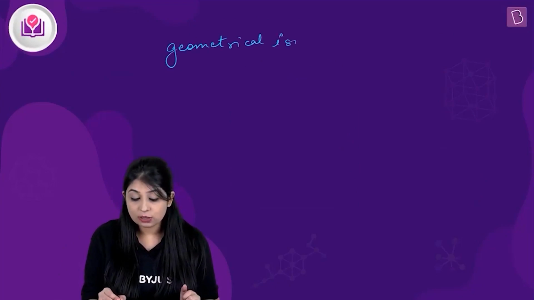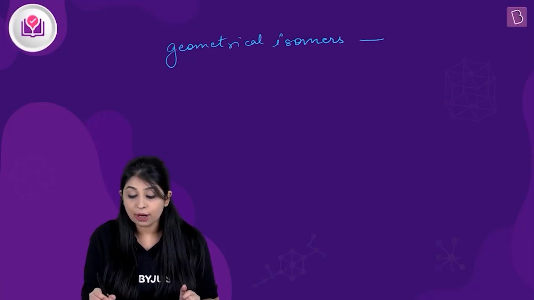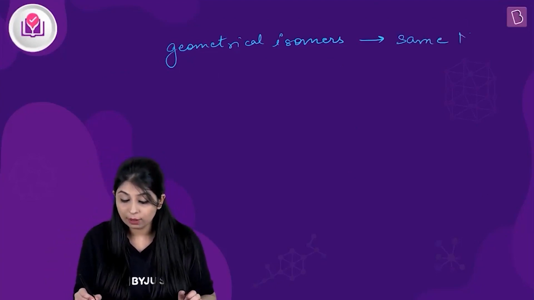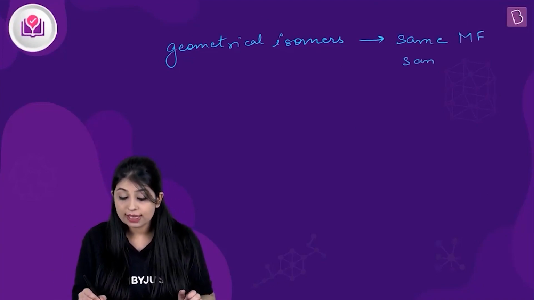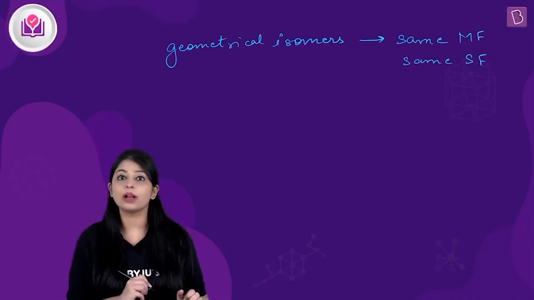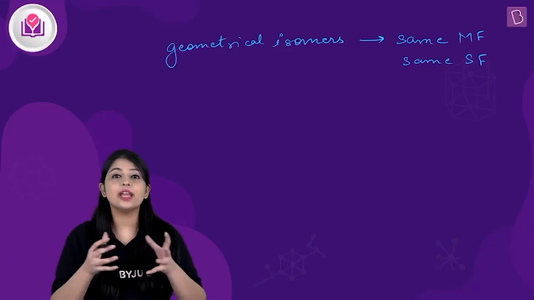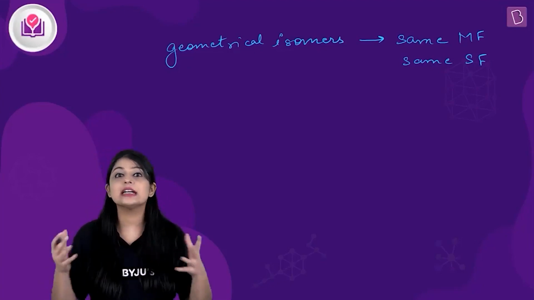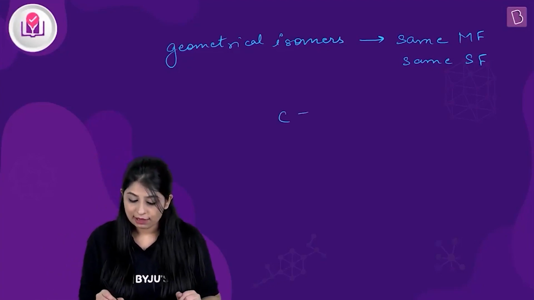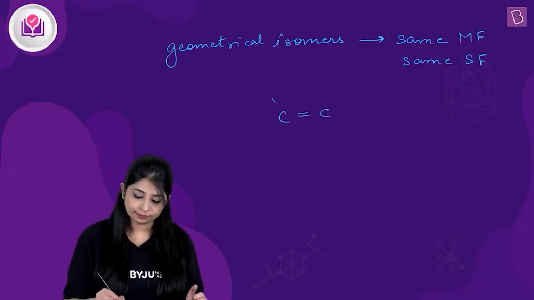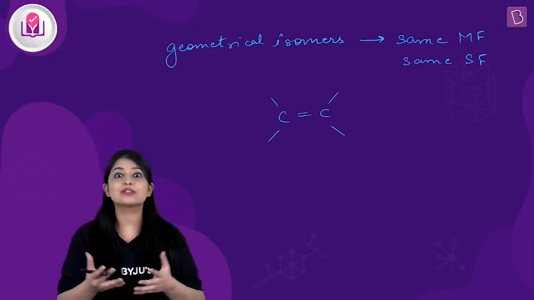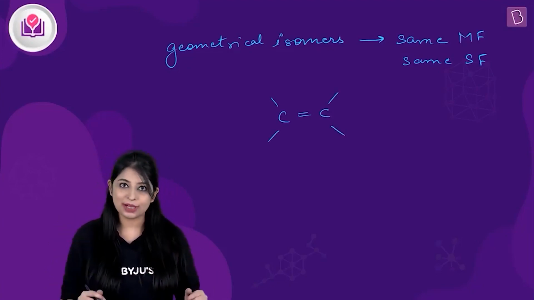So geometrical isomers are a pair of compounds that have the same molecular formula and also the same structural formula. What differs is the arrangement of the groups or atoms attached to C double bond C. So let's see, if we have C double bond C, there could be 4 groups, 4 atoms attached to these 2 carbon atoms.